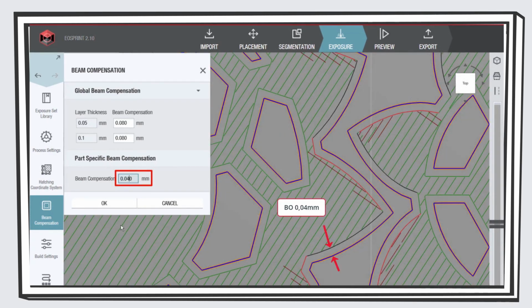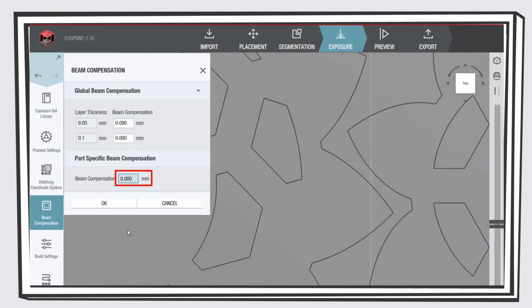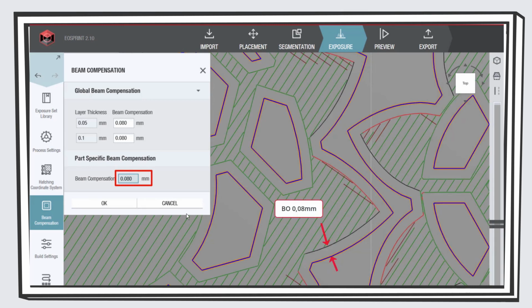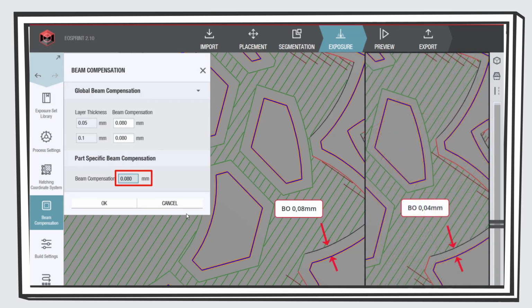Here you see a beam compensation of 0.04 mm applied. By enlarging the beam compensation to 0.08 mm, the part contour is offset to the part inside, which makes the part smaller.